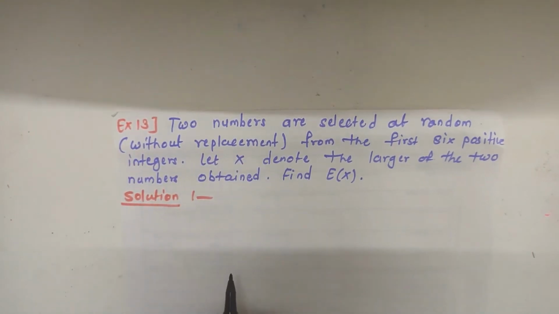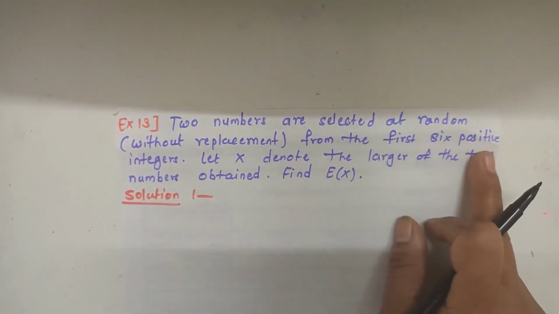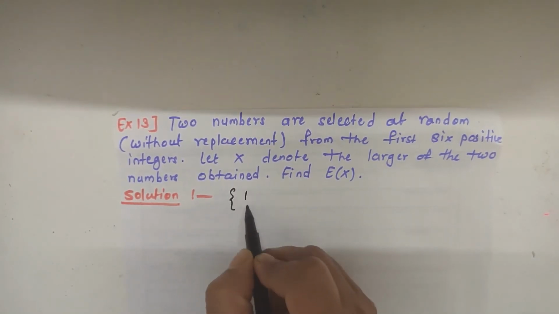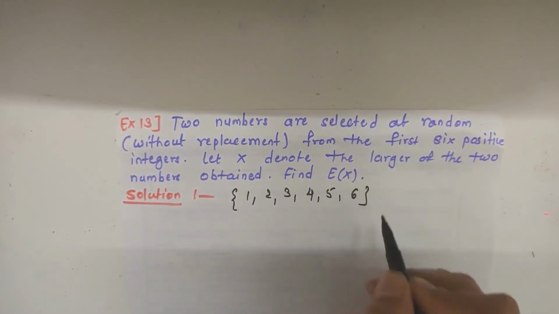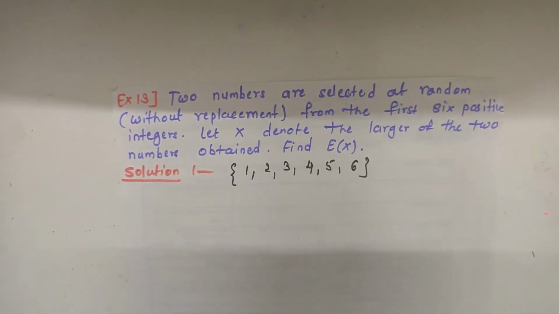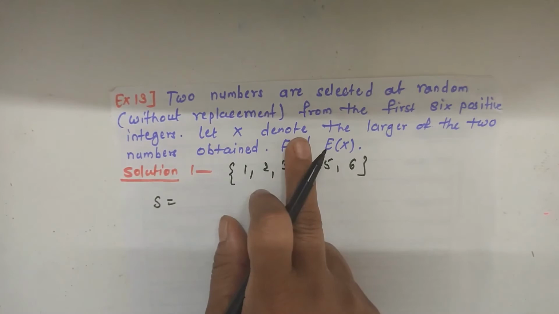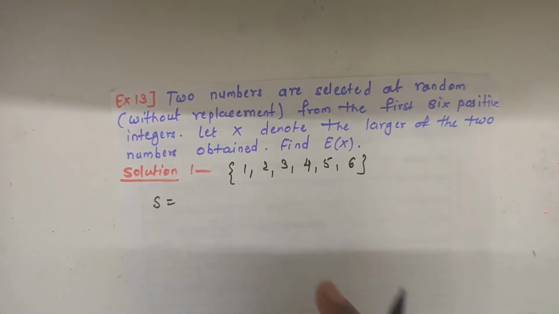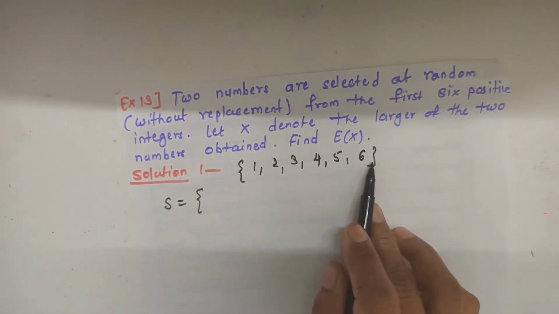Here the random experiment is that two numbers are selected at random from the first 6 positive integers without replacement. So the random experiment S is that two numbers are selected from the first 6 positive integers. We know that the first 6 positive integers are 1, 2, 3, 4, 5 and 6. Without replacement means the number cannot be repeated. So S can be written as the ordered pairs from these 6 positive integers.